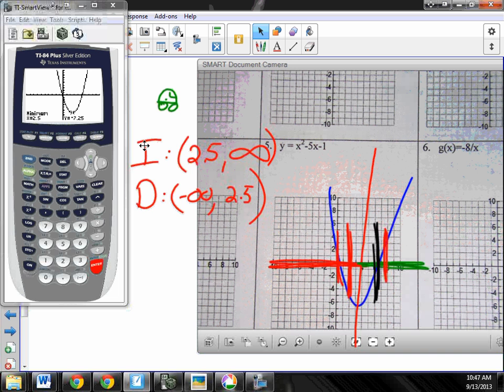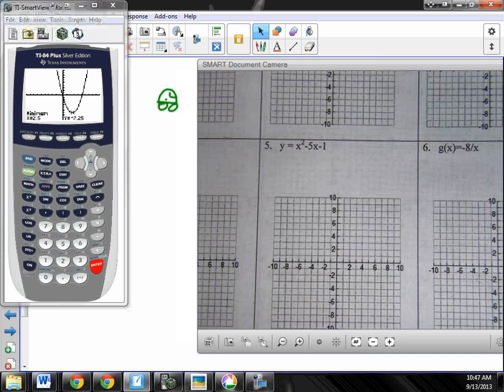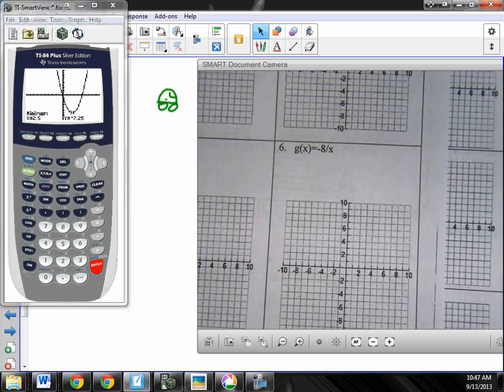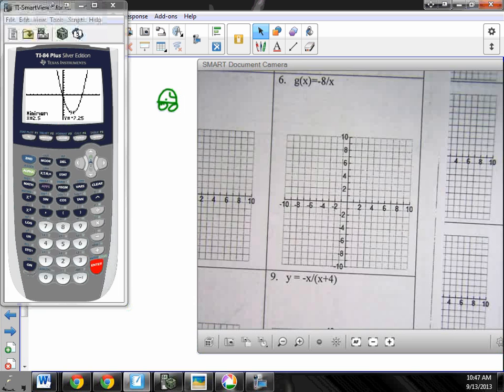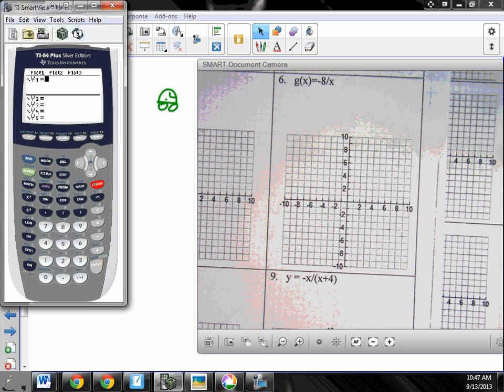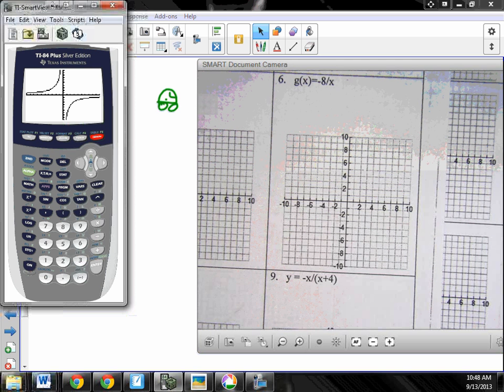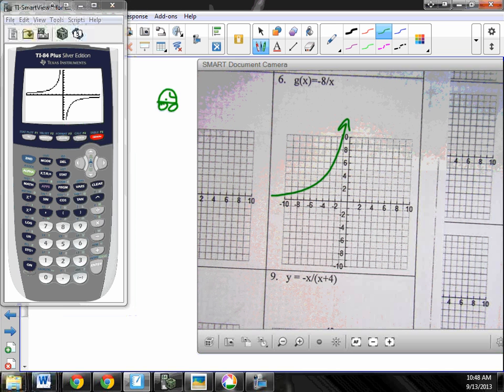Okay. Let's look at number 6. Graph of number 6 is negative 8 over x. Ooh, this one's kind of tricky. Where is this graph increasing? They're both increasing, right?